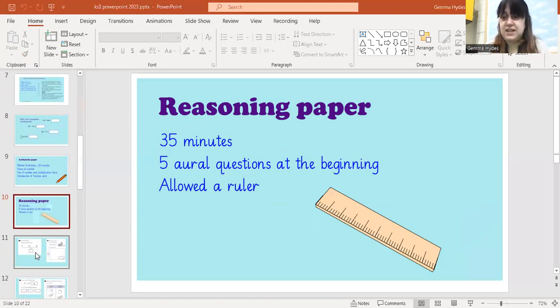So this paper is 35 minutes long, so it's a bit longer, and it starts with 5 oral questions at the beginning. So children have to be really good at following instructions and listening. They are allowed a ruler, and that is really important because a ruler is actually a number line. So the children can use a ruler to jump on and jump back as well, which is super.